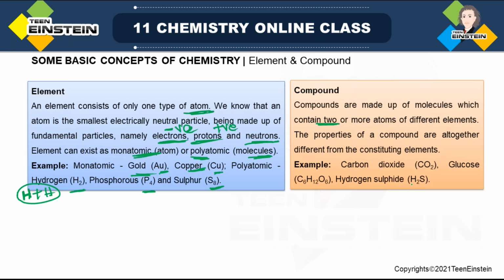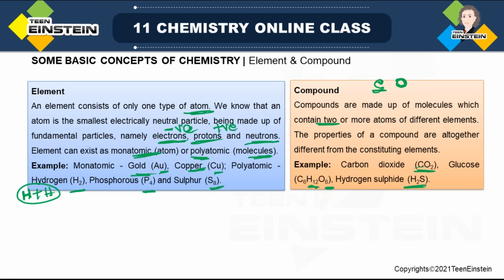Look at these examples. Carbon dioxide. What are the elements present? Here we have the element carbon and the element oxygen. The first element has only one atom, the second element has two atoms. Now when we say it is carbon dioxide, the individual properties of carbon and oxygen are no longer present. Similarly, if you consider glucose, a total of three elements are present: carbon, hydrogen, oxygen. 6 carbon atoms, 12 hydrogen atoms, and 6 oxygen atoms. But the individual properties of carbon, hydrogen, oxygen are not present.